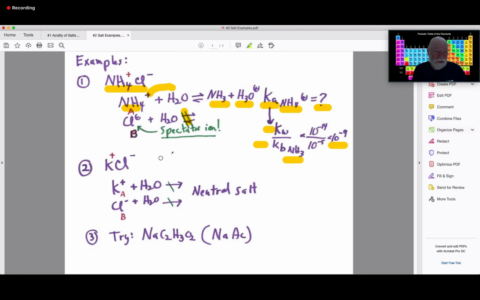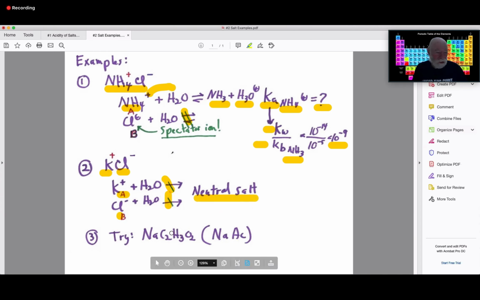Okay, example number 2. Let's look at the salt potassium chloride. Yes. So again, you want to divide this into 2 reactions. Put potassium into the water, put chloride into water. The potassium is a potential acid, the chloride is a potential base. But this is where your memory kicks in, and they are on your spectator list, so they do not react with water. So on exam, just show the reactions, put slashes for the spectator reactions. Your conclusion is this must be a neutral salt.